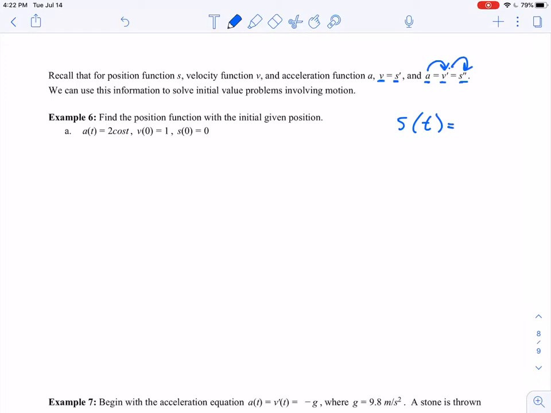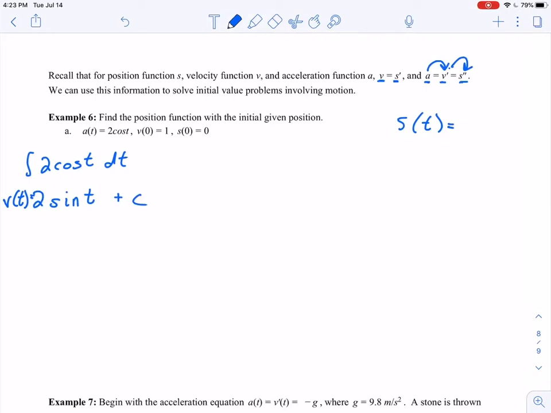So first, I have the derivative. Essentially, this is the derivative of velocity, so I would like to find the antiderivative of 2 cosine of t dt. So first I'll find my antiderivative. Let's see, I should have 2 sine of t plus c. And yes, 2 sine of t, if I take the derivative of that, I would have 2 cosine of t. So this is my velocity function, v of t.